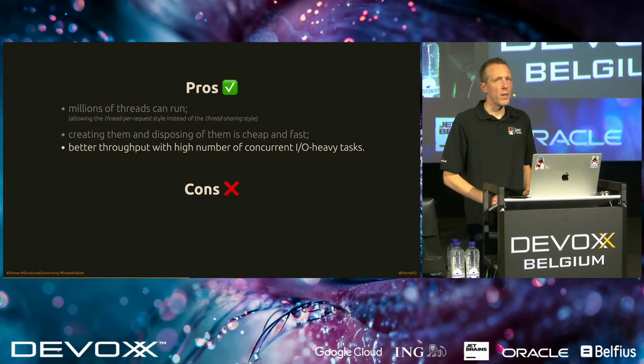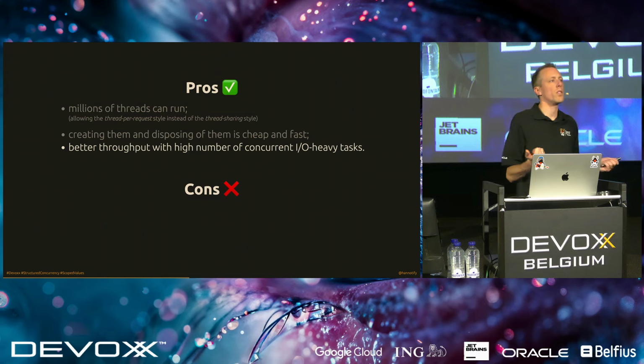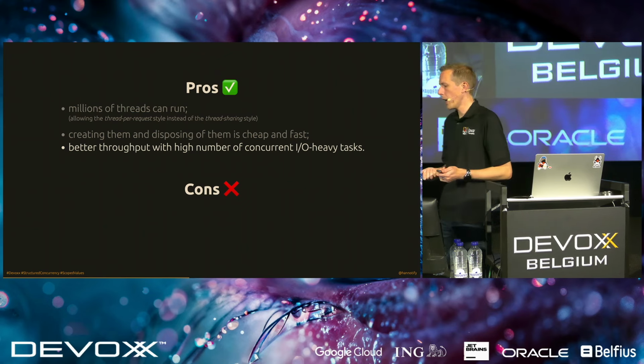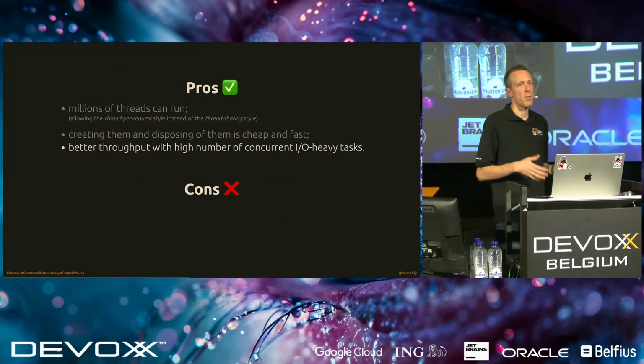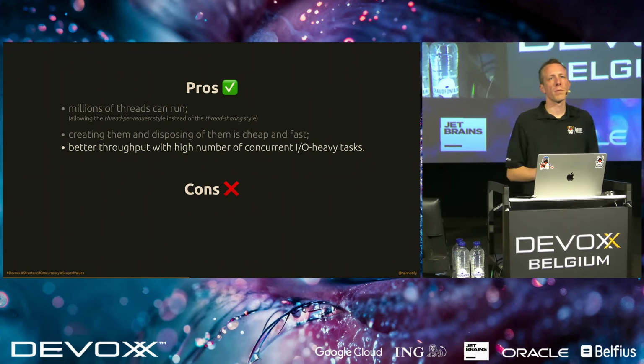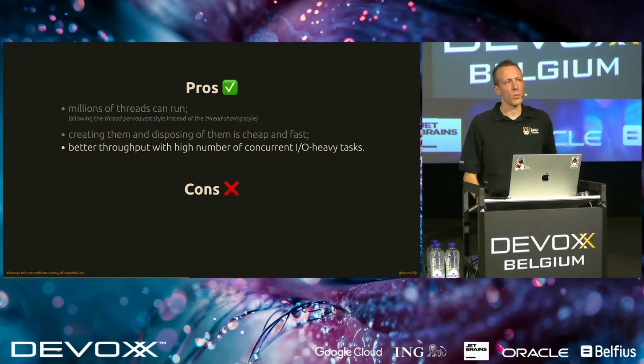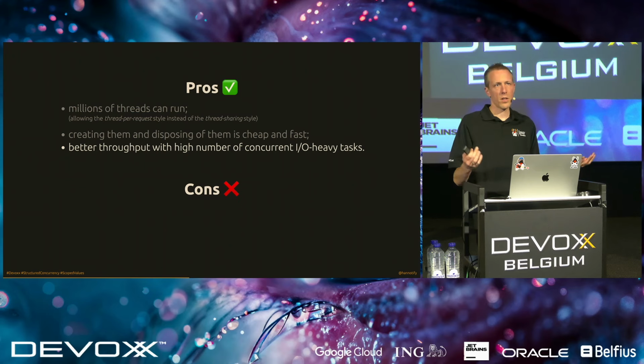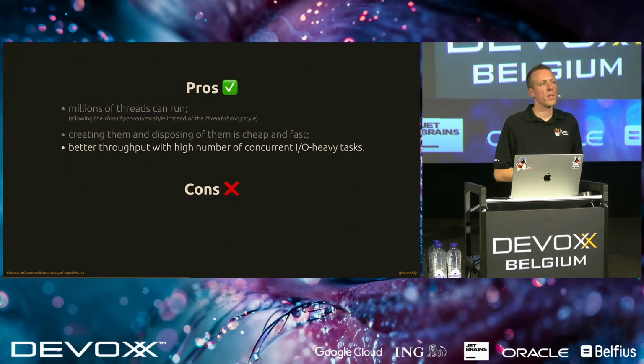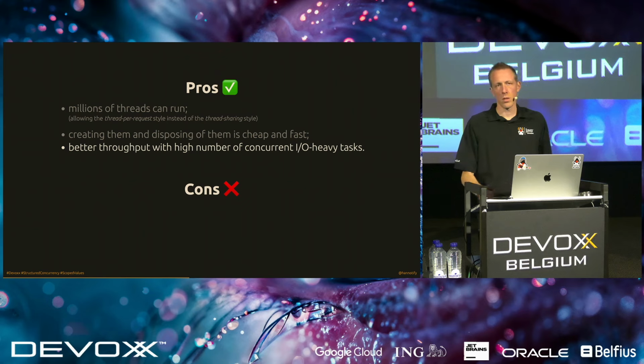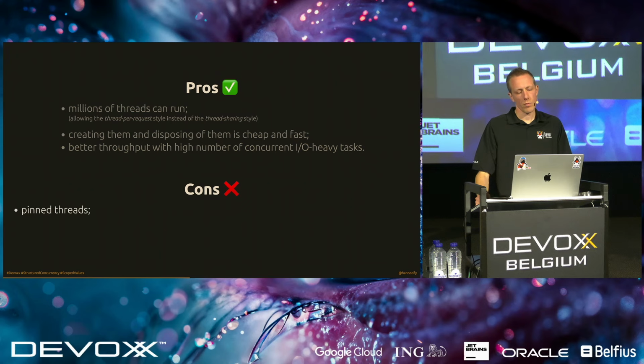It will perform best when you have I/O heavy stuff, because in the graphic we already showed you that the amount of throughput that we can gain is related to the amount of blocking that you had. And blocking, of course, only happens when you do I/O stuff. So if you've got a CPU heavy task, I don't think virtual threads will perform that much better than classic threads. So that's good to keep in mind.